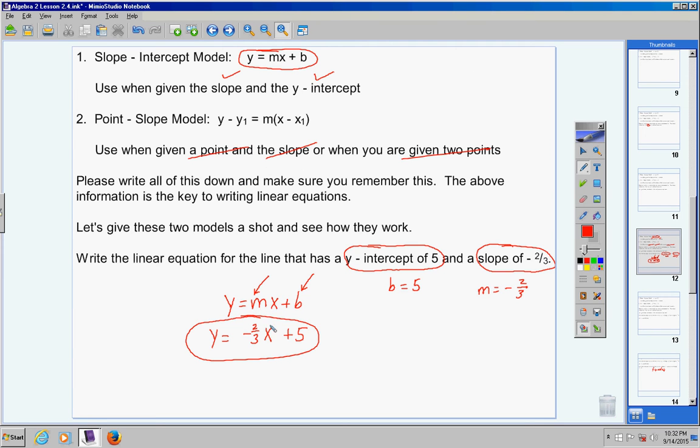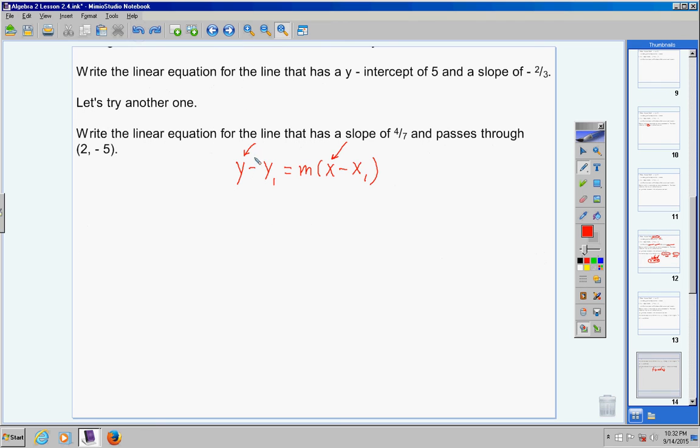The x stayed the same. The y stayed the same. There is no subscript underneath the x and the y. It was just plain old x and y, okay? So, here we go. This is my x value, this is my y value, this is my m value.